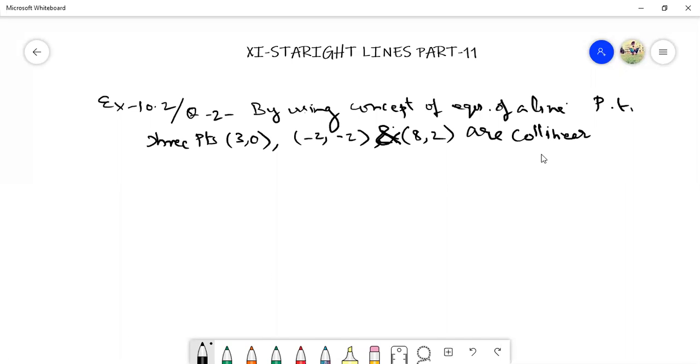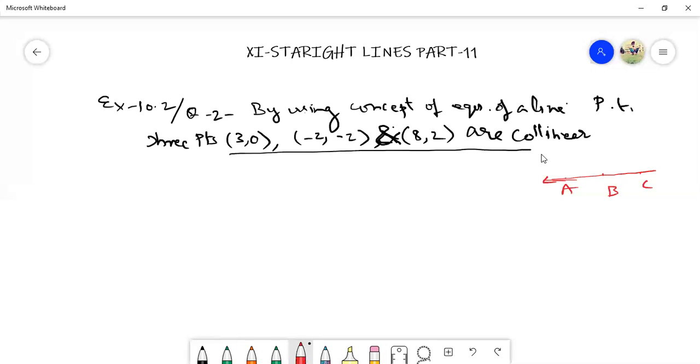The last question was left from exercise 10.2. By using the concept of equation of a line, prove that the points are collinear, meaning they lie on the same line. If there is a line, all these 3 points A, B, and C are lying on this line. This we have to show.